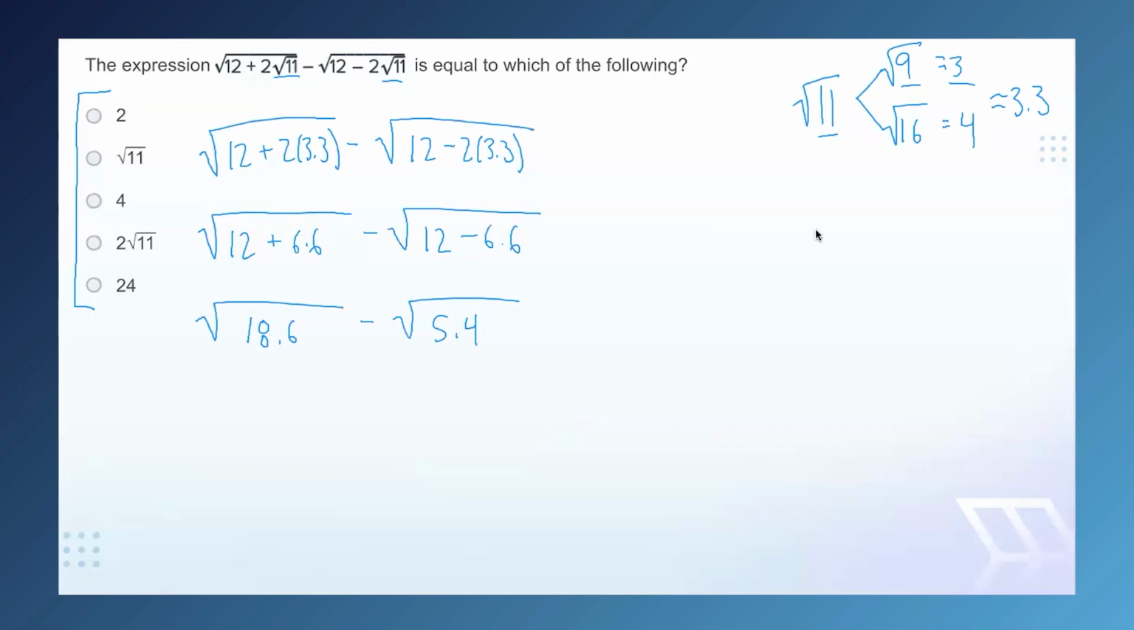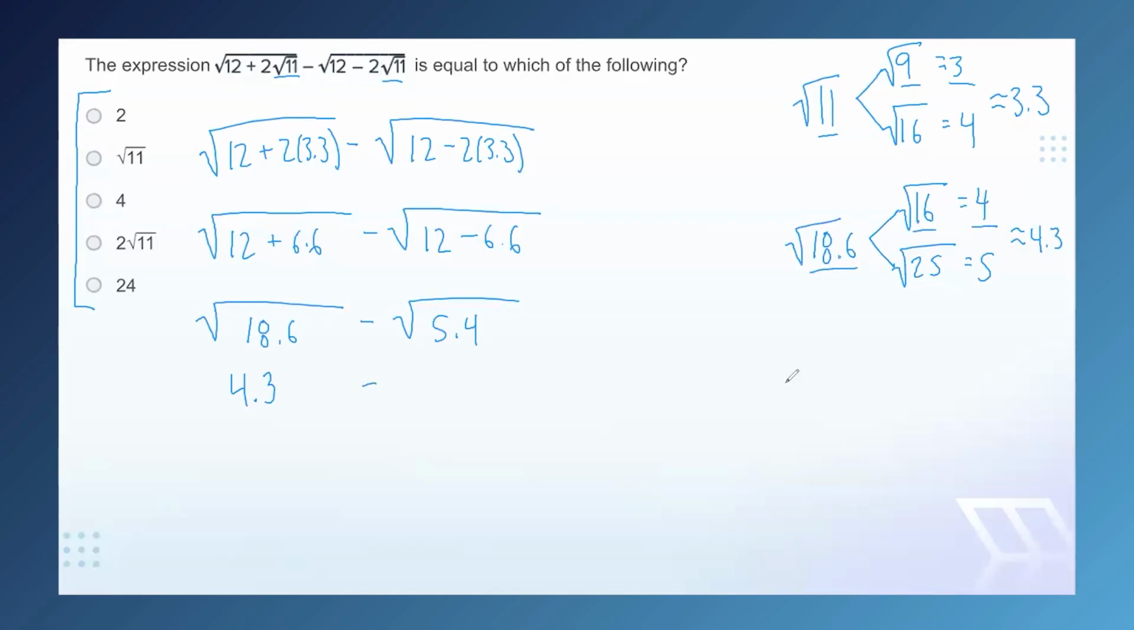Okay, time for more approximation. The closest perfect squares to 18.6 are going to be 16 and 25. So the closest integer square roots to the square root of 18.6 are going to be 4 and 5. Now, 18.6 is again quite a bit closer to 16 than it is to 25, so the square root of 18.6 is going to be closer to 4. I'm going to approximate this one at 4.3.